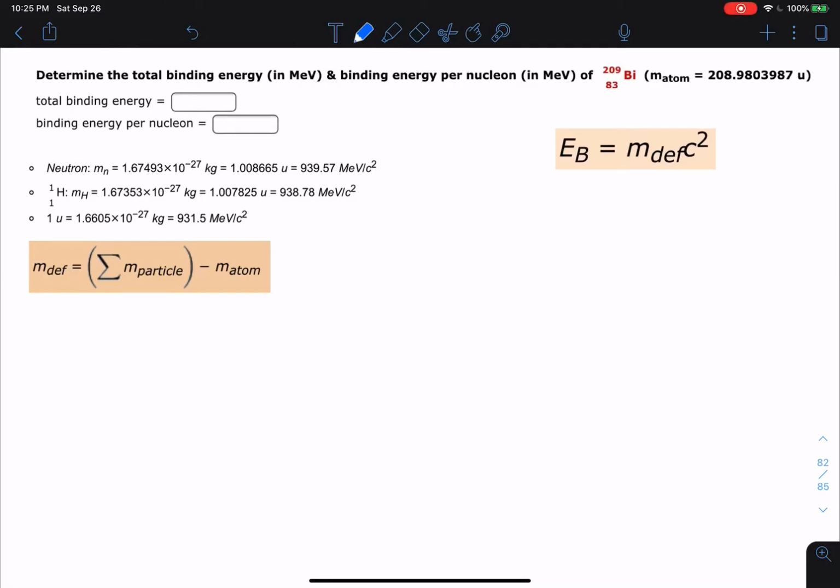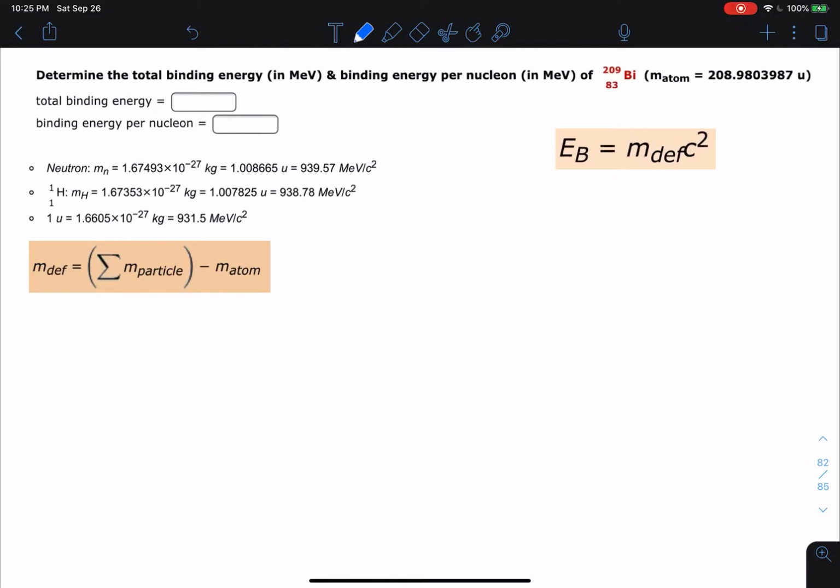Determine the total binding energy in mega electron volts and binding energy per nucleon, also in mega electron volts, of bismuth 209. I wanted to go over this problem because I wanted to take the time to talk about some of the concepts involved in this particular problem. There are some stumbling blocks along the way, and I just want to help you avoid them. So first off, what is binding energy?